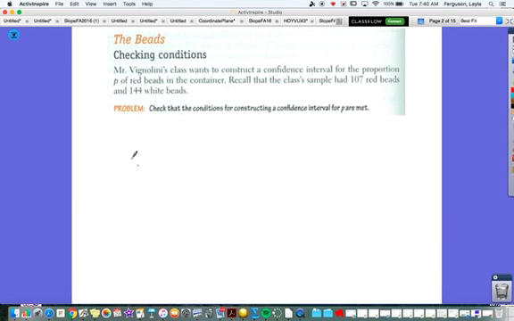Whenever we are checking the conditions, there are three that we have to check. Is it random? Is it normal? And is it independent?